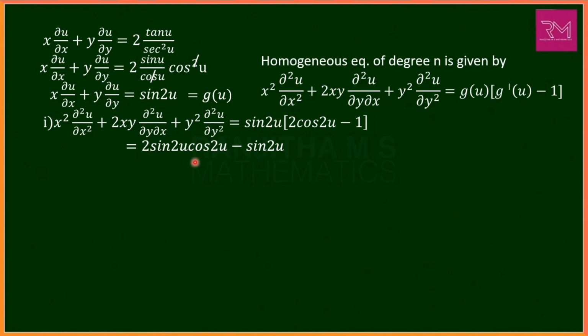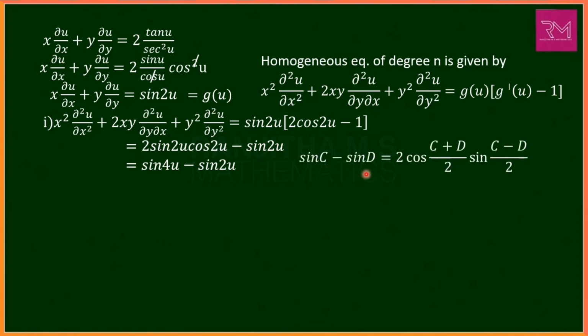We know that 2 sin 2u into cos 2u is of the form sin 2x, that is, sin 2x is 2 sin x cos x. Here in the place of x we have 2u, hence we get the value as sin 4u minus sin 2u as it is. Here sin 4u minus sin 2u is of the form sin c minus sin d. We know that sin c minus sin d can be written as 2 cos of c plus d by 2 into sin of c minus d by 2. Here c is 4u and d is 2u.